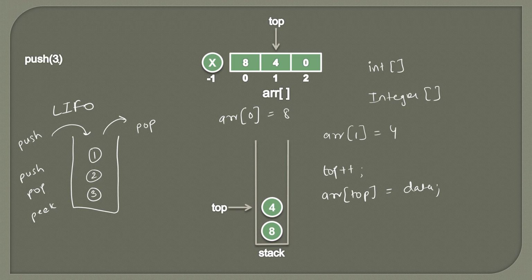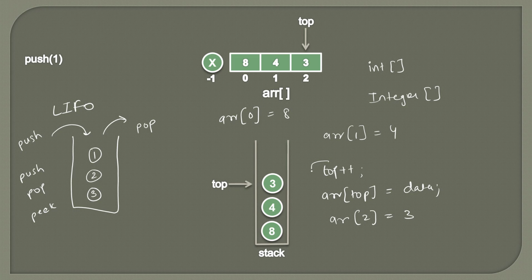Now let's say we want to push 3. First we increment top, it becomes 2, and at array of 2 we assign 3. So 3 comes here, and in the stack 3 is pushed and top is pointing to this 3. Now let's say we push one more element with the data as 1. Initially when we created the stack, we provided a capacity of 3. It means the stack can hold only 3 elements. If we want to insert one more element, we know that there is no more place in the stack.